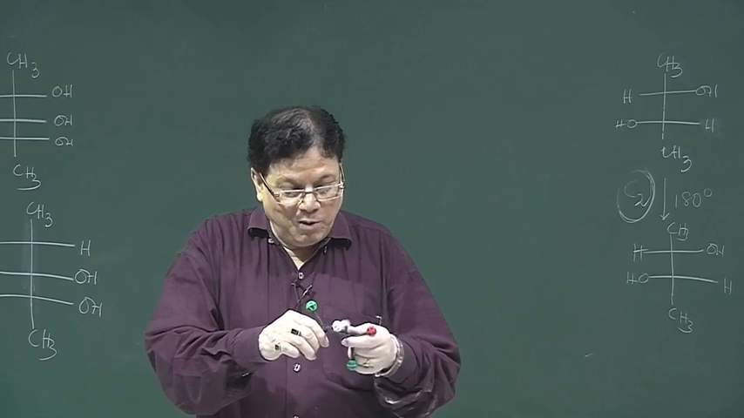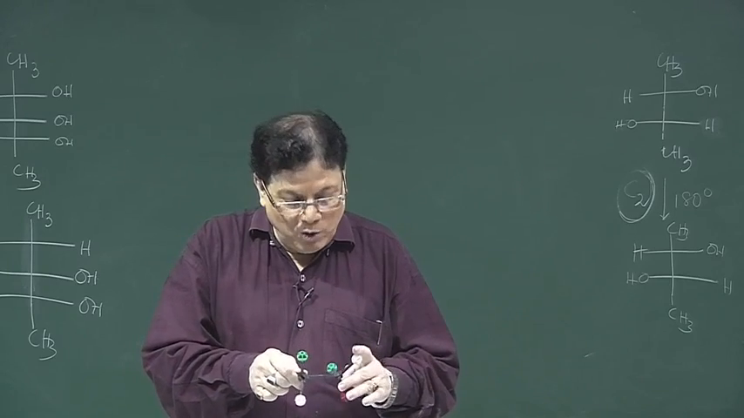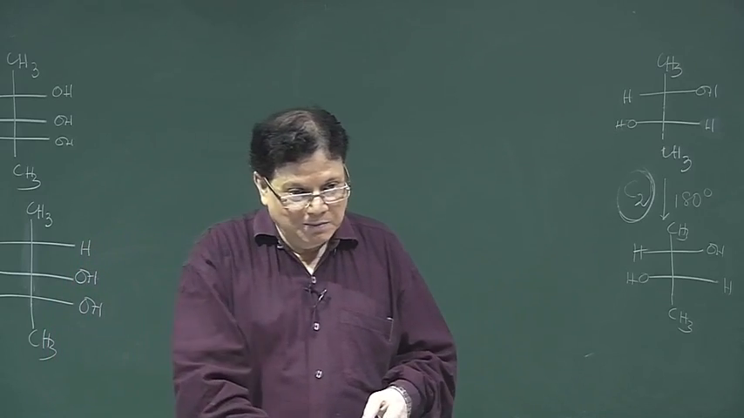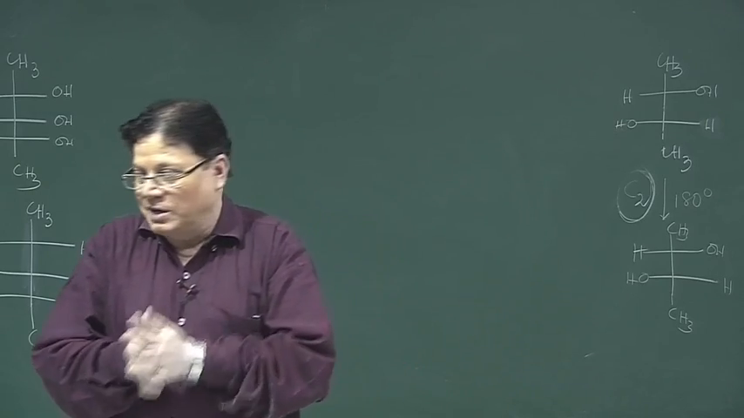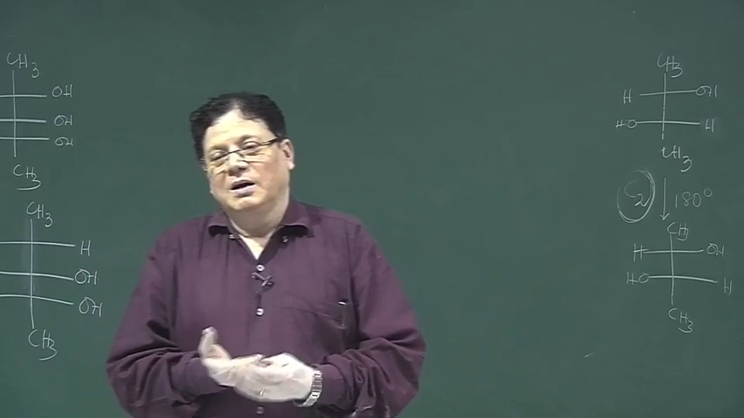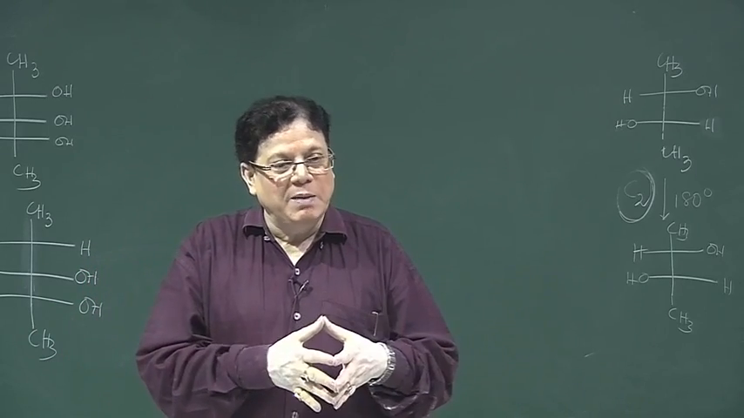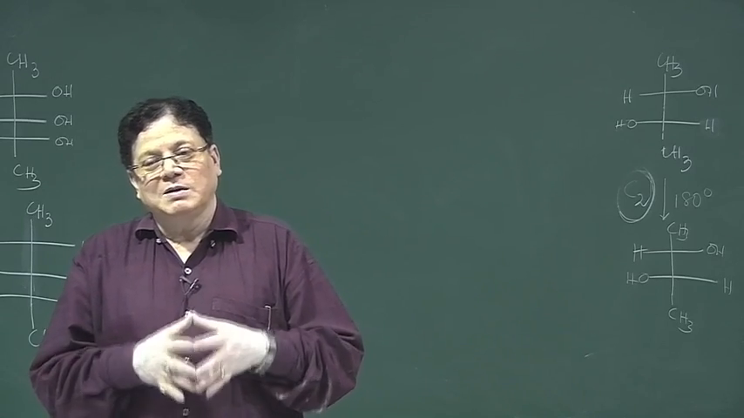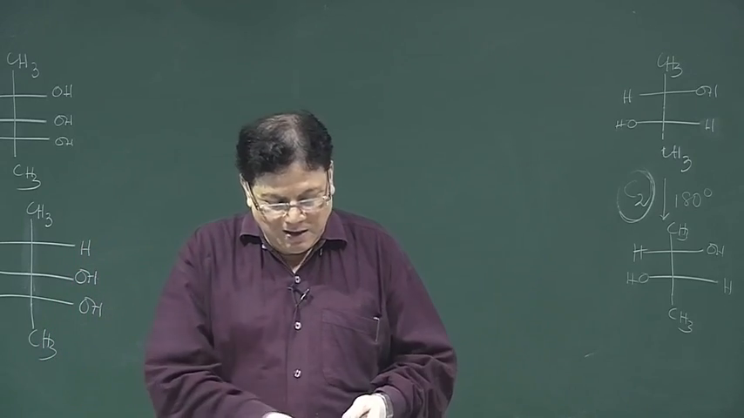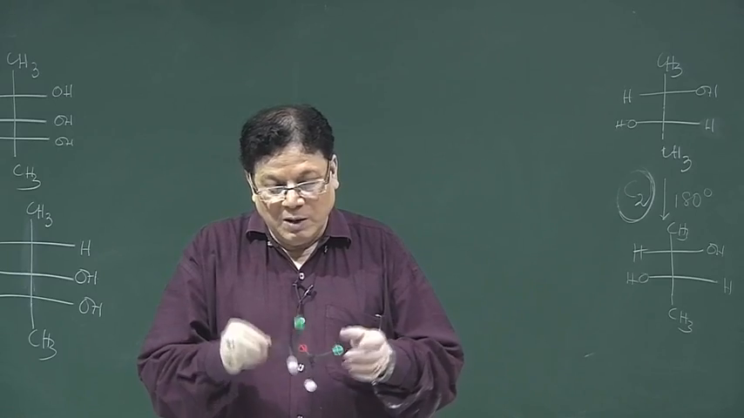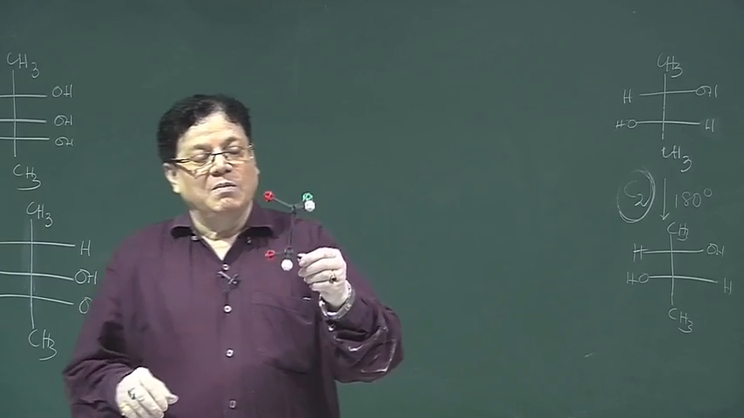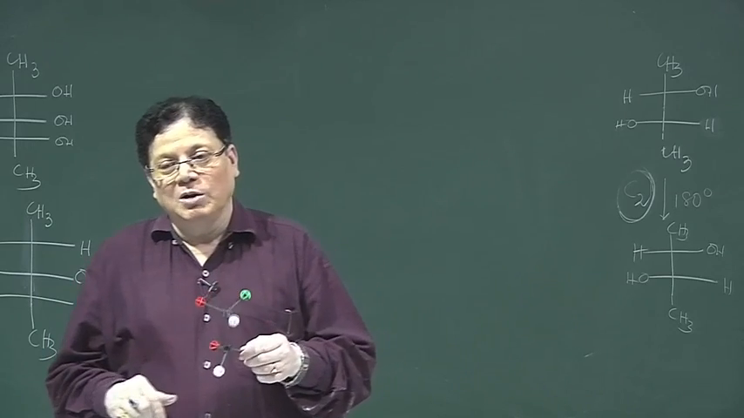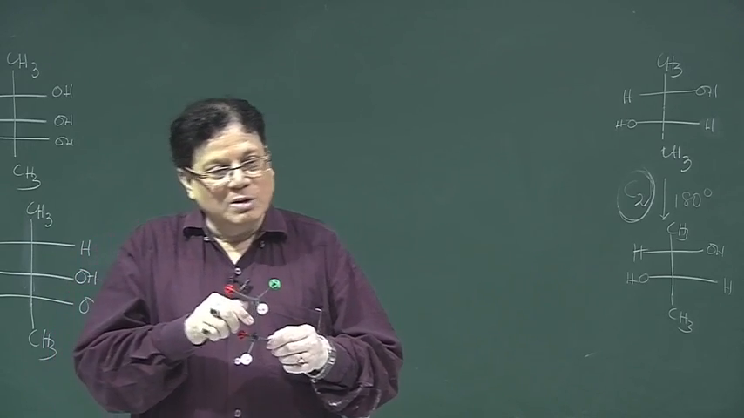So, the problem was that when we equate the existence of a chiral center with chirality, already a mistake has been made, because molecules can be chiral without a chiral center. The second mistake was saying that a molecule is chiral because of the presence of a chiral center in the molecule.